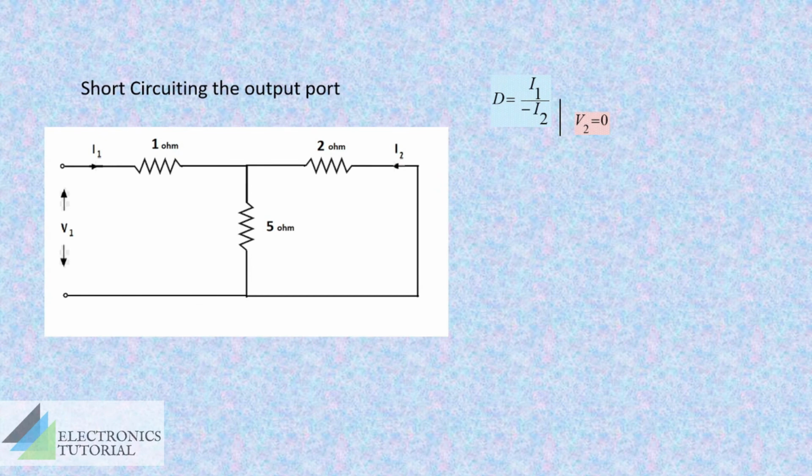We'll first consider the parameter D. It's having the relation I1 by minus I2. As we don't know the values of I1 and I2, we'll try to simplify it. First, we'll try to get an expression for I2. I2 is seen here. That means it can be considered as the current flowing through this branch. The current that enters into the network is I1. So we can get an expression for I2 using the current division rule.